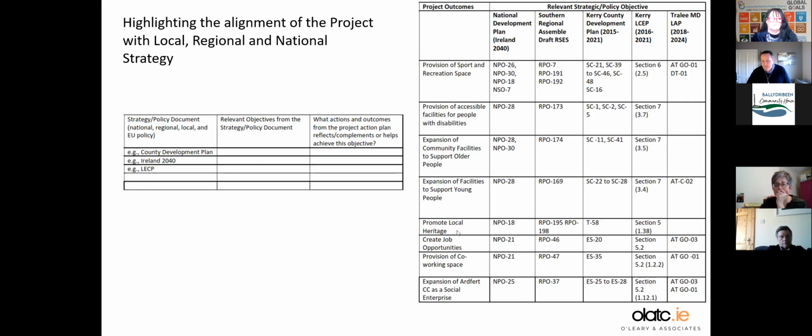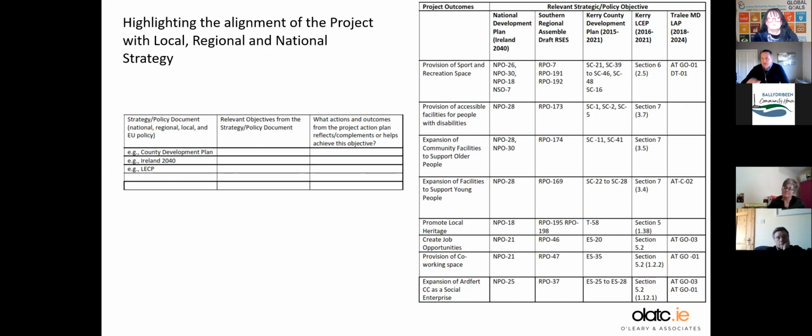It would promote local heritage because we were linking the project with the cathedral and the abbey in Arkfert. It will create job opportunities because you will create employment. It will create co-working space because again they could utilize some of the existing space as co-working space in the village, and it would expand the community council as a social enterprise. Okay, so these were the outcomes of the project, and we went back and looked at every policy document, and we wrote down the objectives. These are the objective numbers, so NPO 26, 30, etc.